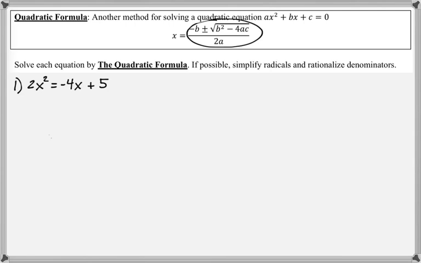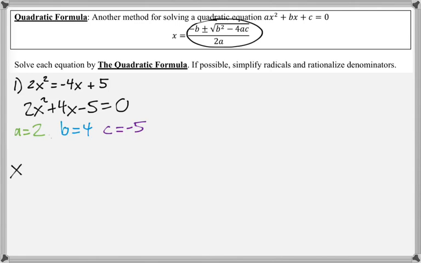My first step is to get everything on one side and 0 on the other. So I like to identify my A, B, and C. So my A is 2. My B is 4. And my C is -5. And I need to plug those into the quadratic formula.